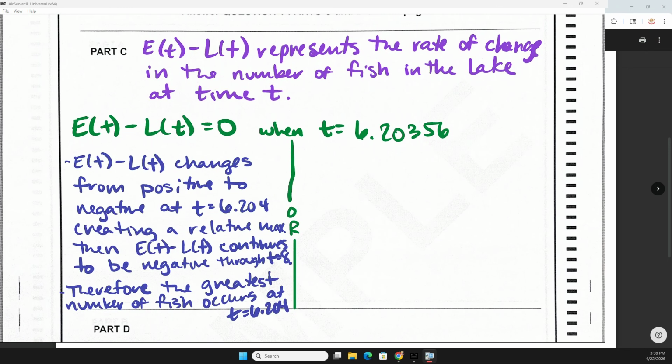And to keep from having to write this number over and over again, I'm going to let B equal 6.20356. Now you can have any variable be that. I wouldn't have T equal that, but you could use any variable. I just decided to do B. All right, and then I'm going to make a candidates chart.